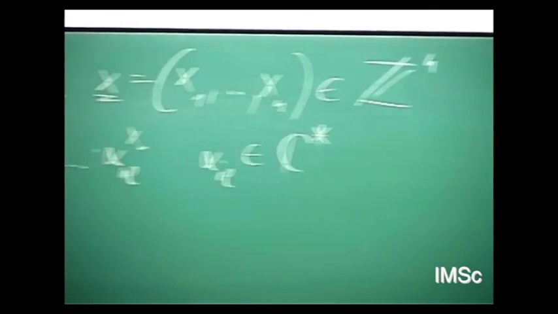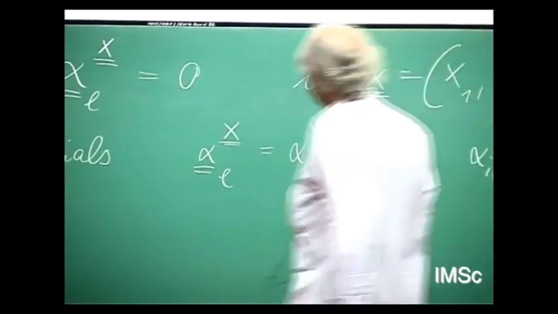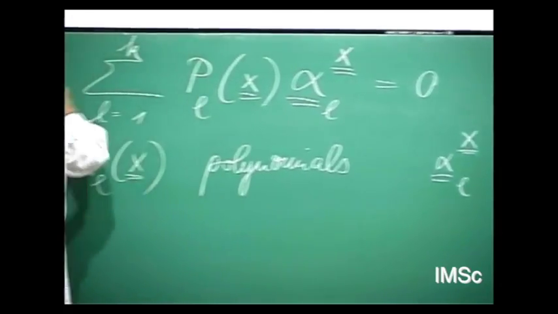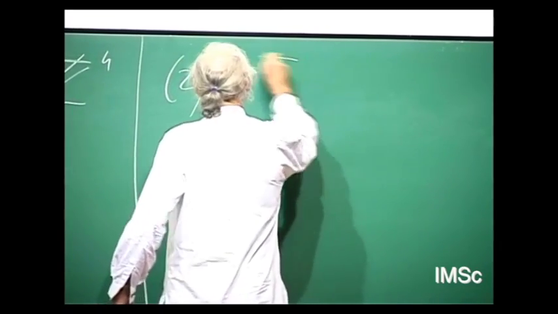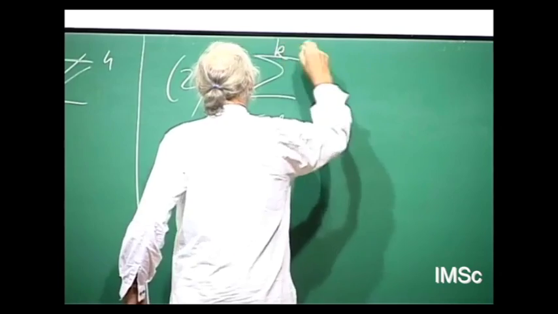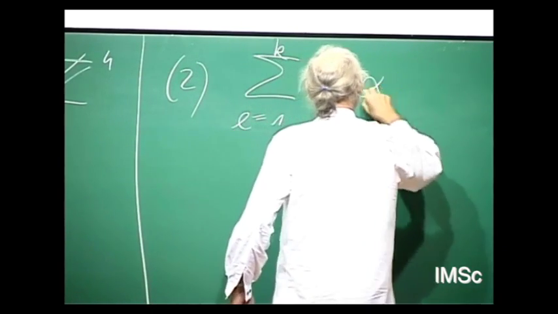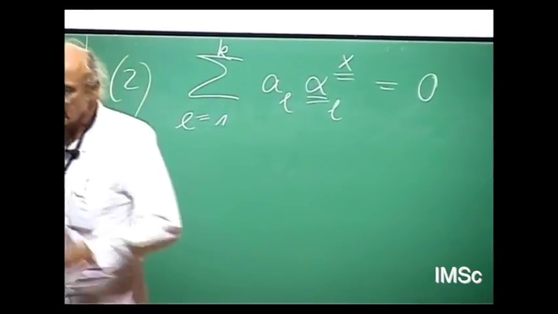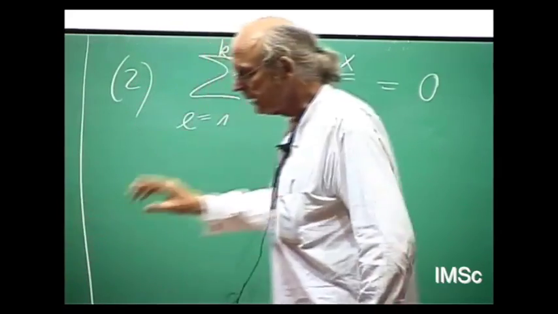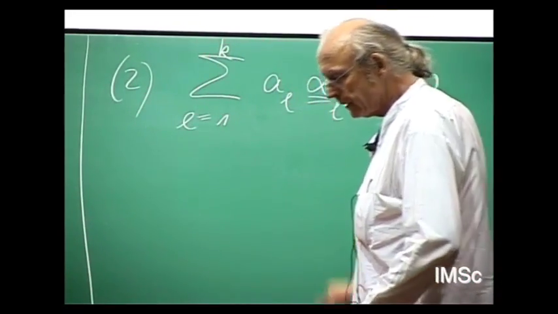Now, if we call this equation 1, it is clear that a special and maybe easier case of this equation 1 is the one when we assume that our polynomials are just constants. In that case, we get the following equation 2: sum L from 1 up to k of A_L alpha_L^x equals 0. We will spend some time to study a little bit the situation in this particular case.